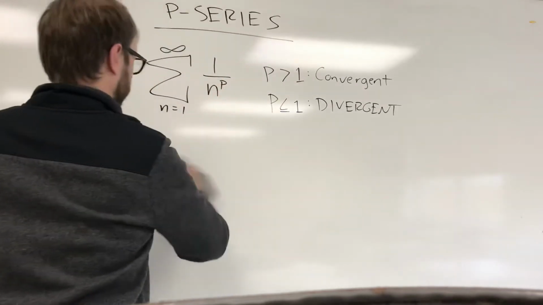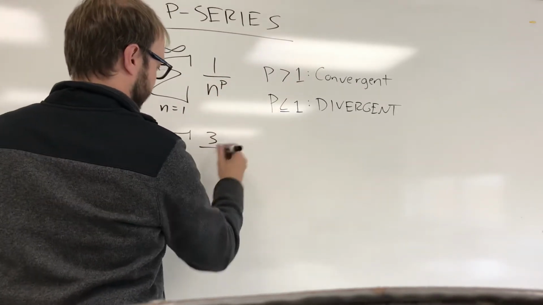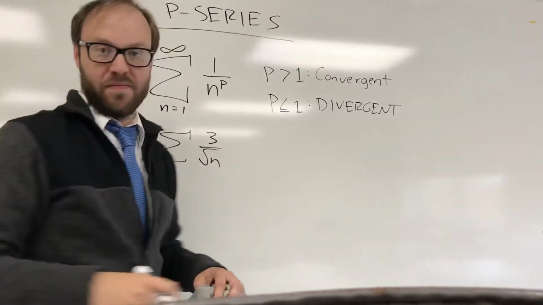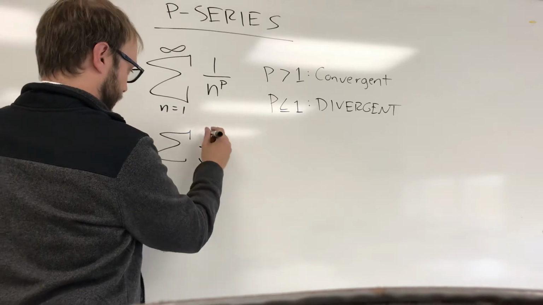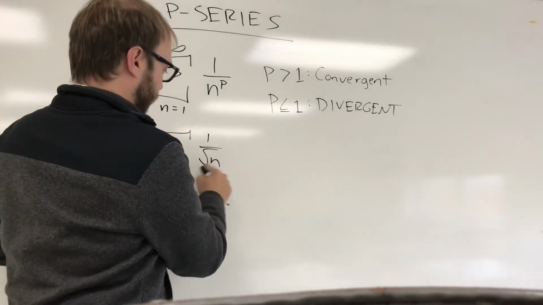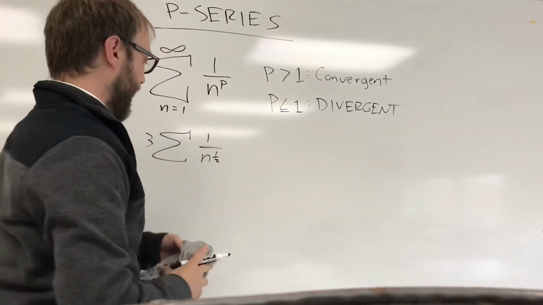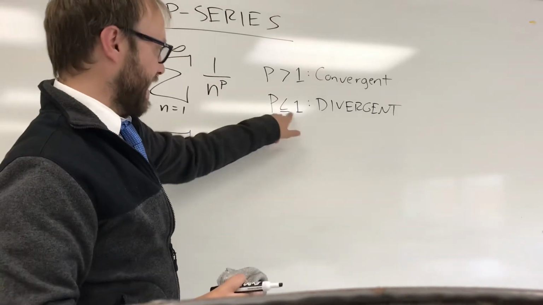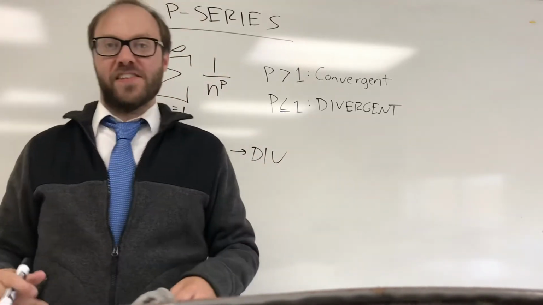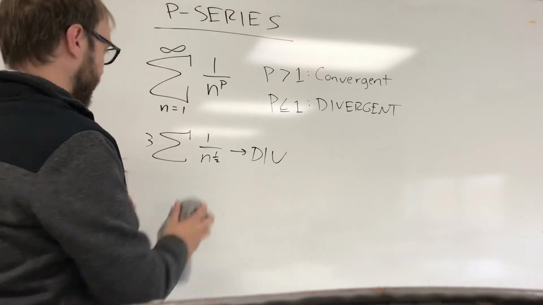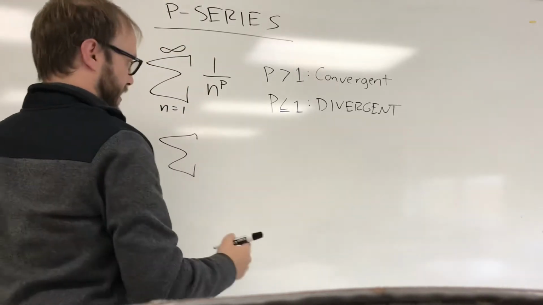So other things you might see, a series like 3 over radical n, something like that. And again, you can factor a constant out, totally okay. The square root of n is the same thing as n to the 1/2 power, okay? And that's a p-value that's less than or equal to 1. So as a result, that is going to be a divergent series, okay? If you have something greater than 1, then it's going to be convergent.